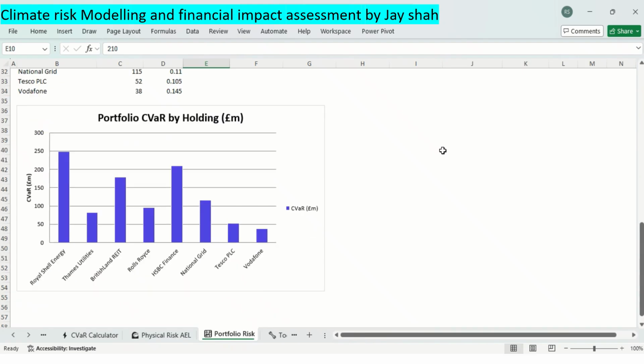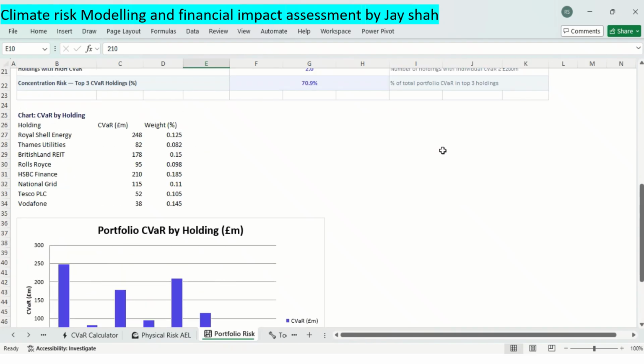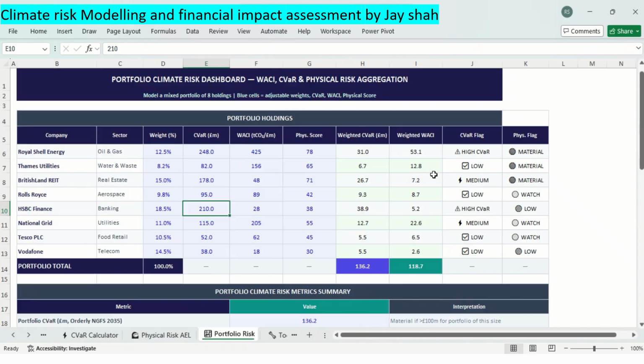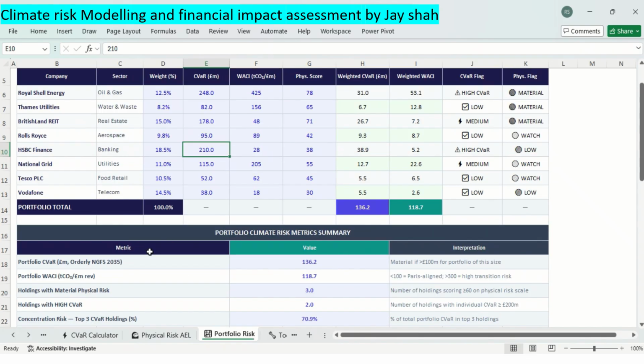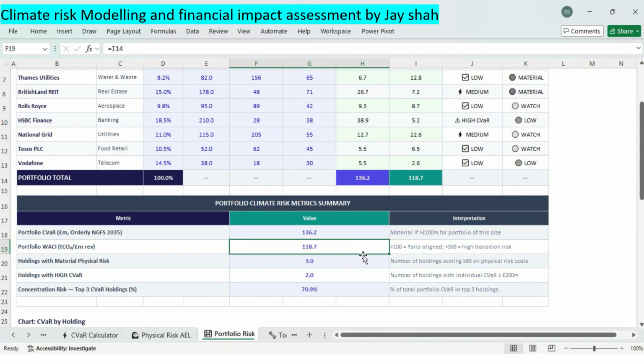And the portfolio WACI of 118.7 in FY19, which is here, is also very important, and this Paris aligned benchmark is below 100. So this portfolio is above the threshold and driven primarily by Royal Dutch Shell at 425 and National Grid at 205.